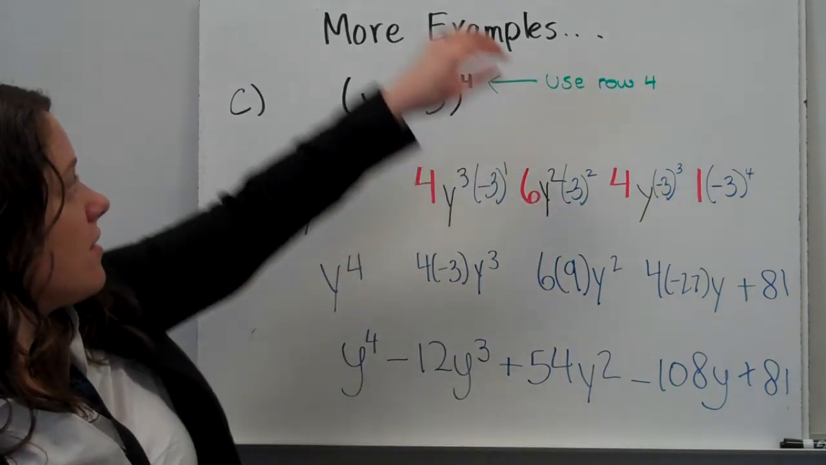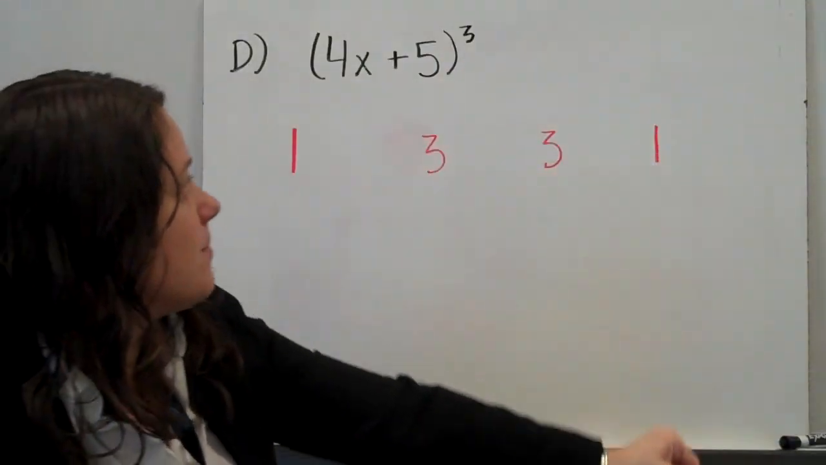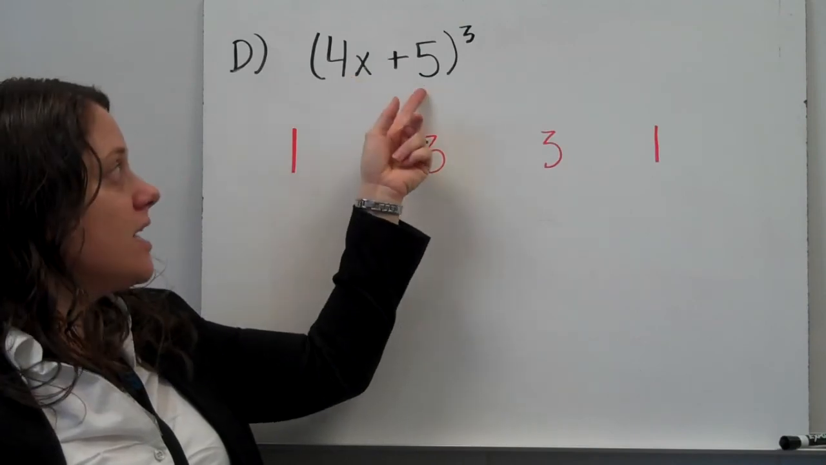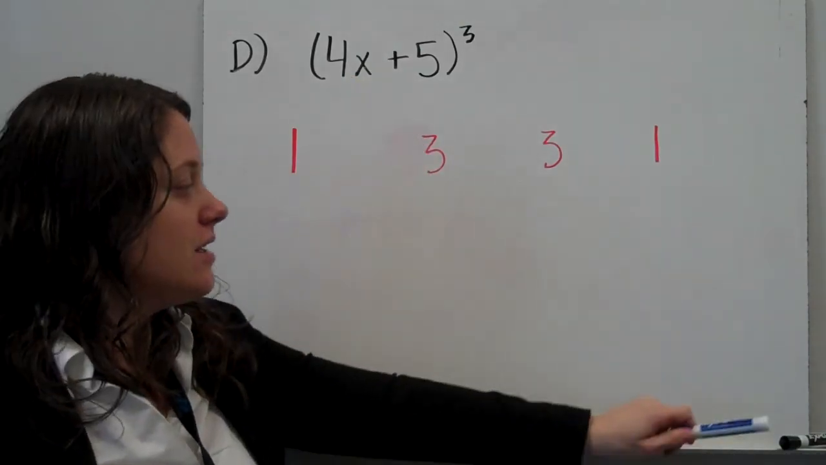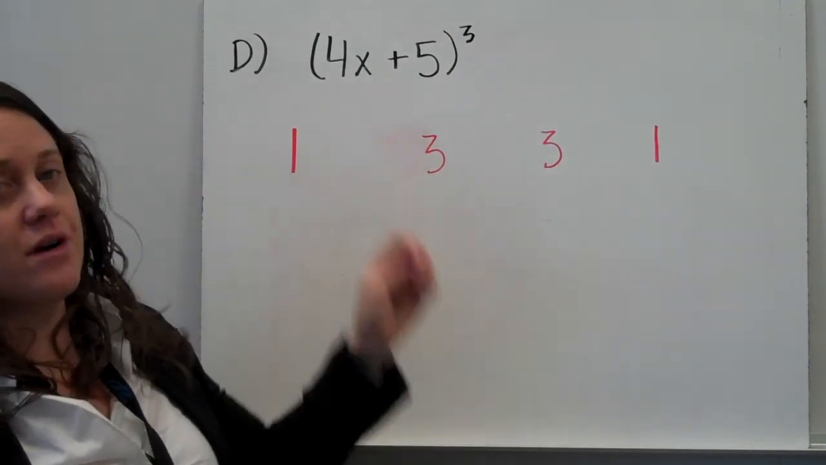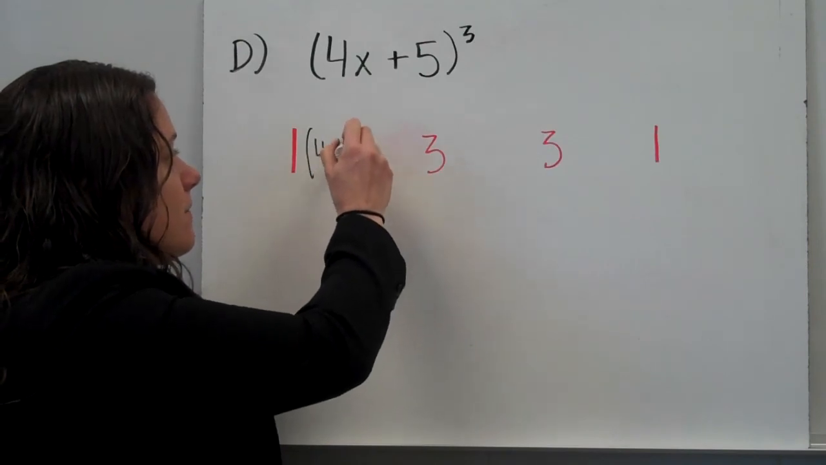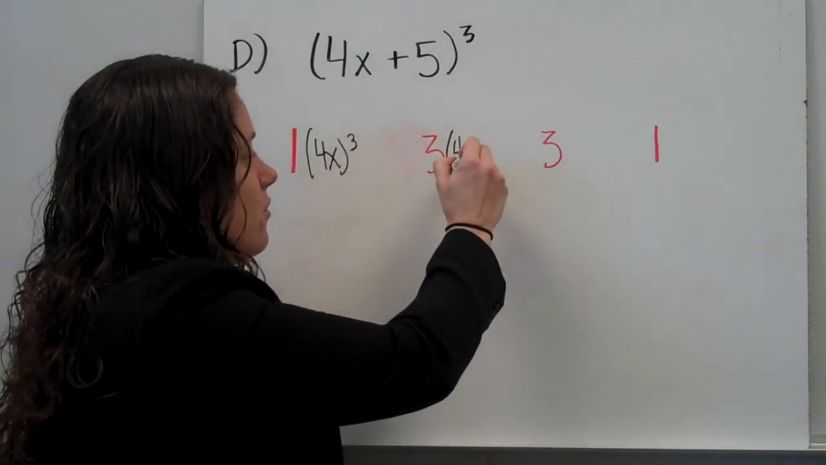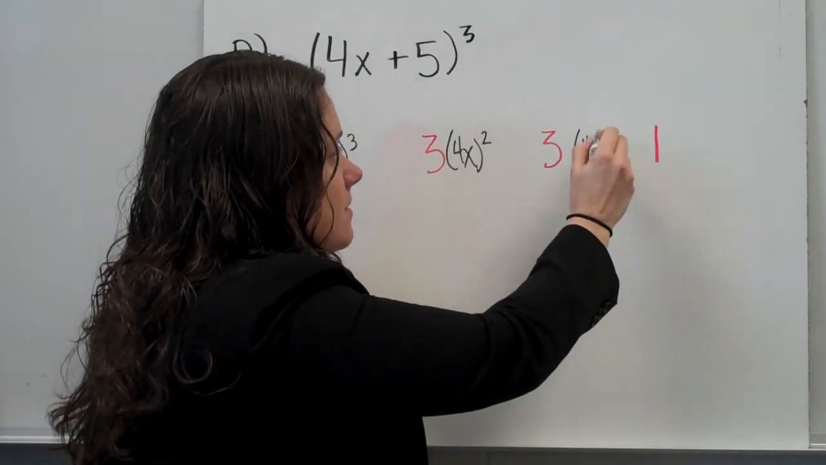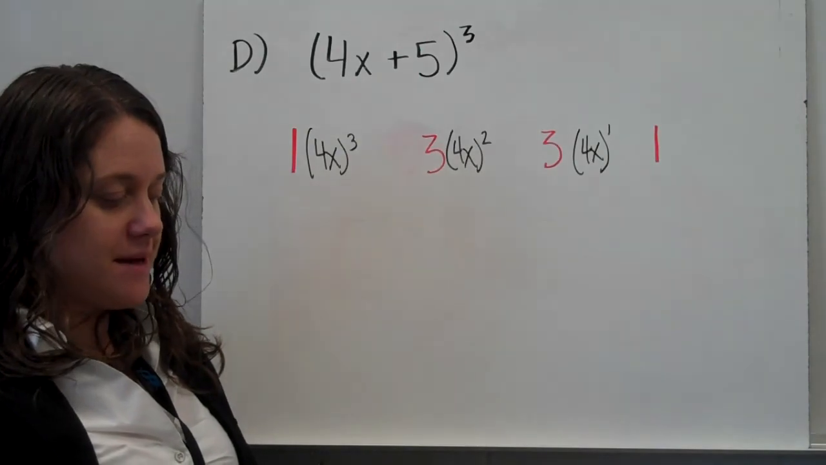Alright, so let's look at another example. That was example C. So we're going to get a little more complicated here. Okay, so now we have a coefficient with the x, and we have a number here. Okay, so let's start by putting in this. So I'm going to take this to the third, okay? So I'm going to write 4x to the third. I'm going to write 4x squared, 4x to the first, and this would be to the 0, and so I don't really need to write that.